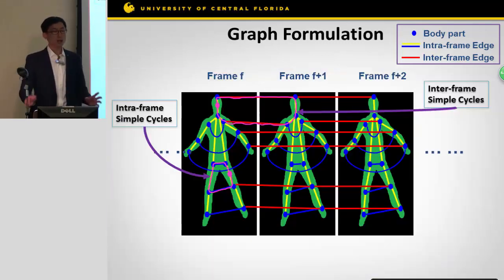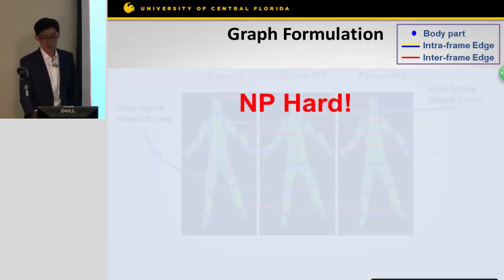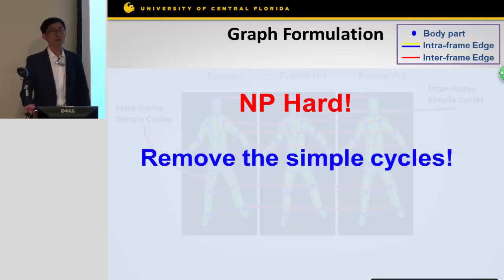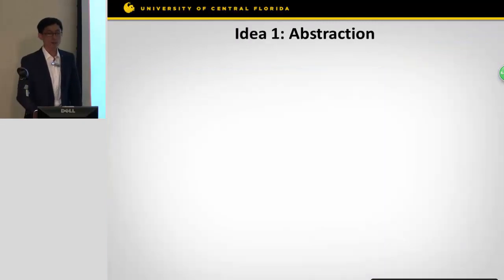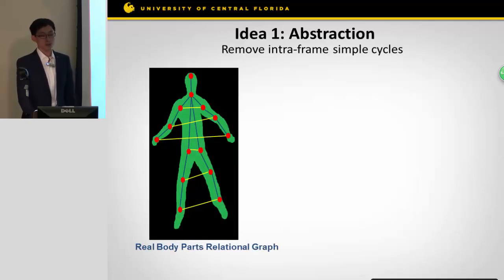As you can see, there are too many simple cycles in this graph, which makes the problem NP hard. So what we want to do is to remove these simple cycles without sacrificing the performance. We have two ideas to solve this problem. The first idea is called abstraction, and we use this idea to remove the intraframe simple cycles.